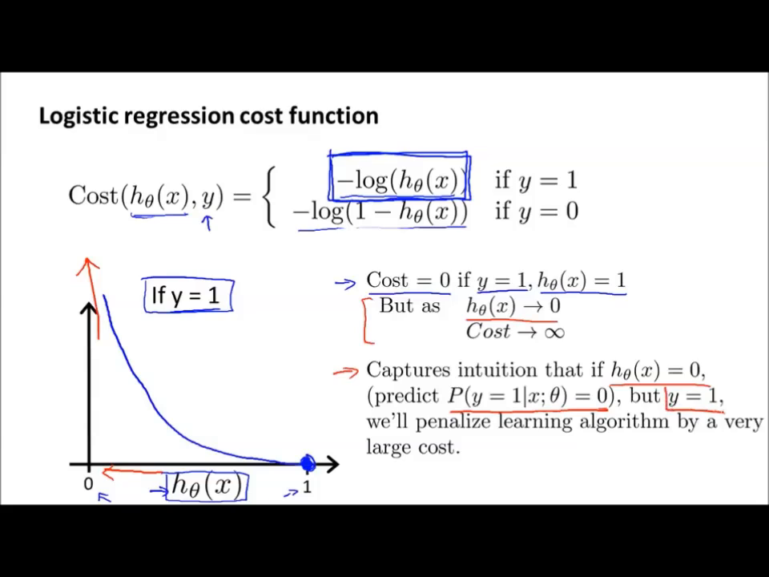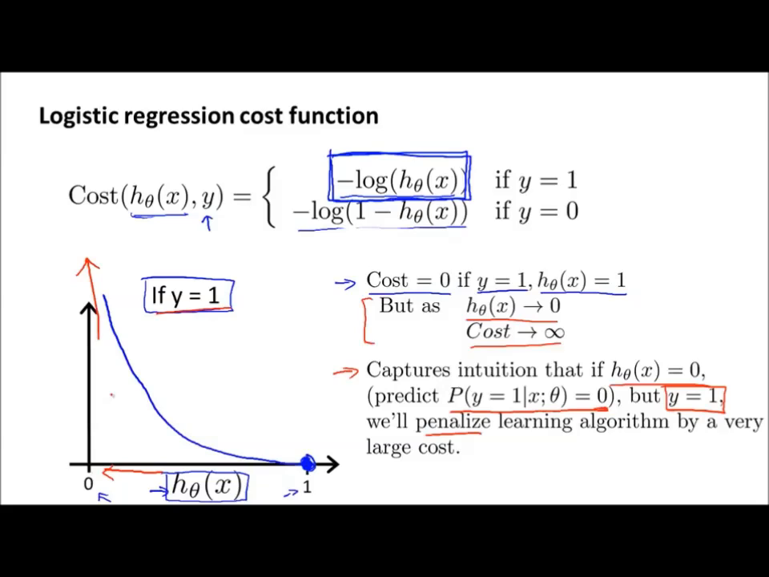But if it turns out that the patient's tumor actually is malignant, so if y is equal to 1, even after we told them that the probability of it happening is 0, so it's absolutely impossible for it to be malignant, then if we told them this with that level of certainty and we turn out to be wrong, we penalize the learning algorithm by a very, very large cost. And that's captured by having this cost go to infinity if y equals 1 and h of x approaches 0.